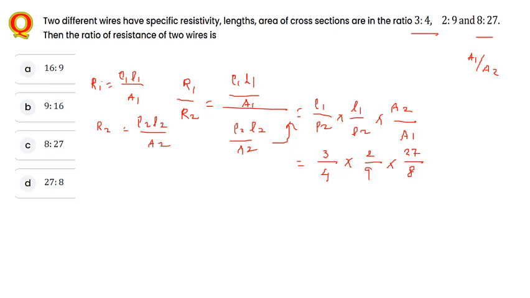Now you just cancel this, this is for 2 times, and this one again I write here. So what you have here is 9 divided by 16. That value is R1 divided by R2. So the answer here is 9 divided by 16.